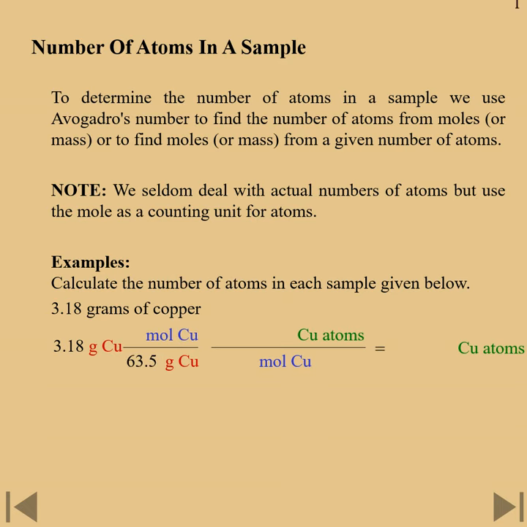Okay, off the periodic table, I get 63.5 grams per each mole of copper. And Avogadro's number, that's 6.022 times 10 to the 23rd copper atoms per each mole. And I come up with 3.02 times 10 to the 22nd copper atoms.